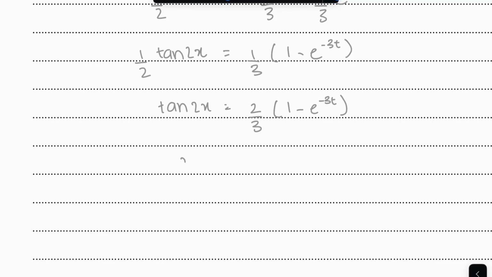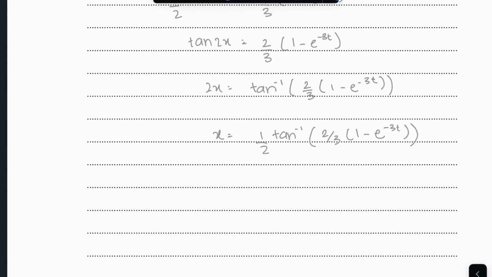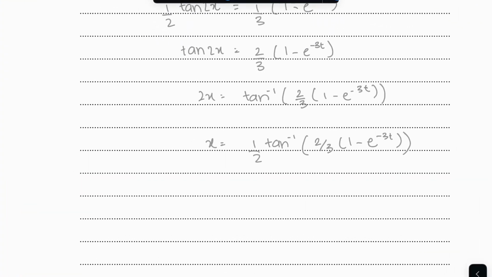And now we can do tan inverse and get this, with minus 3t in double brackets. And finally, we can divide by 2, giving x equals half tan inverse of 2 over 3 bracket 1 minus e to the power minus 3t. That is our final answer in terms of t.